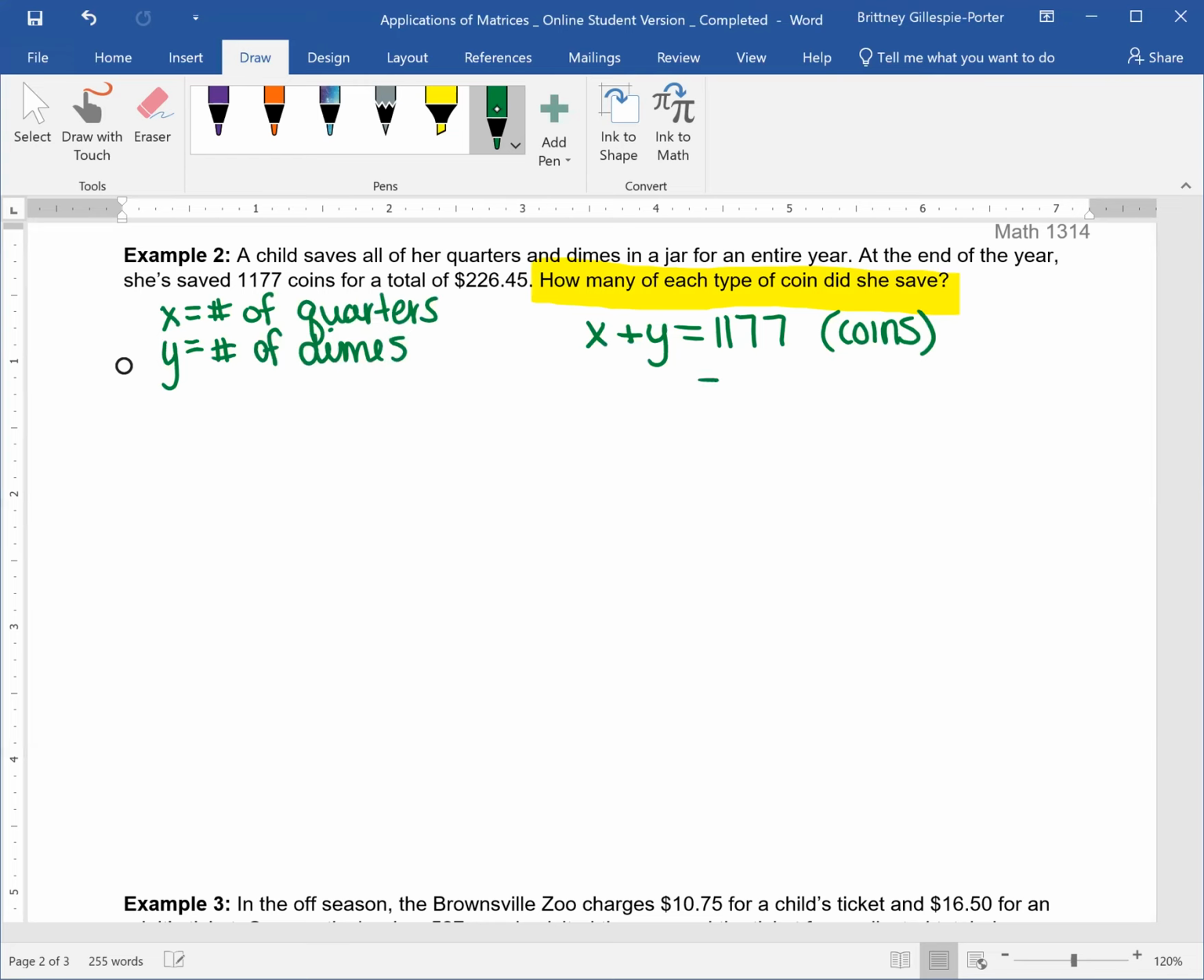Our next one is equal to 226.45. 226.45 is money, or value. The number of coins we have doesn't have any value, but each quarter does. So X was our quarters, and we know quarters are worth 25 cents. So we're going to have 0.25X. We're adding dimes. Our dimes are worth 10 cents, so 0.10Y, equal to 226.45.